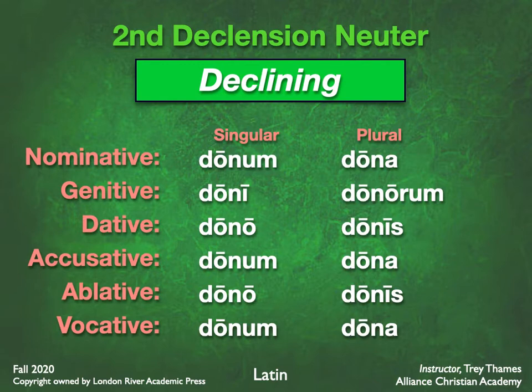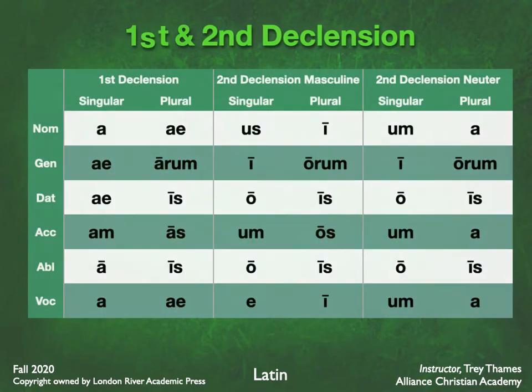So you take the stem, D-O-N, and you find out that's the stem because you use the genitive and take the I ending off, and that gives you the stem. You just add the endings to D-O-N, and you decline it. So here's a review of first and second declension, second masculine, second neuter. Here's all the endings. Say them out loud with me.